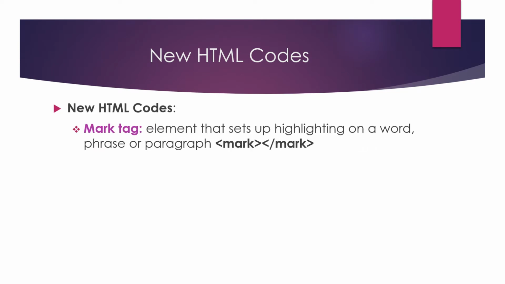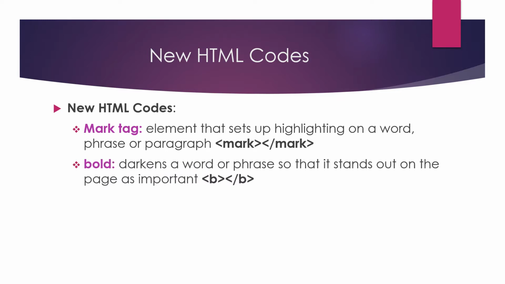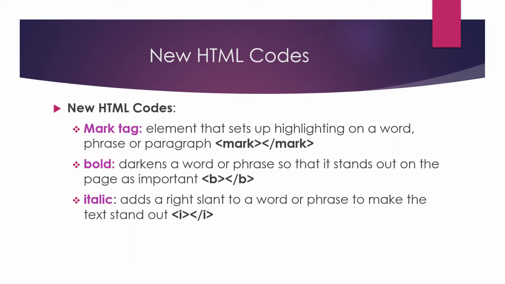Both the unordered and ordered list use the line tag LI. The mark tag. This is an element that sets up highlighting on a word, phrase, or paragraph. Use the mark HTML tag. The default color is yellow. Bold. Bold darkens a word or phrase so that it stands out on the page, and you will use B as your HTML code. Italic. Adds a right slant to a word or a phrase to make the text stand out. This you will use an I.